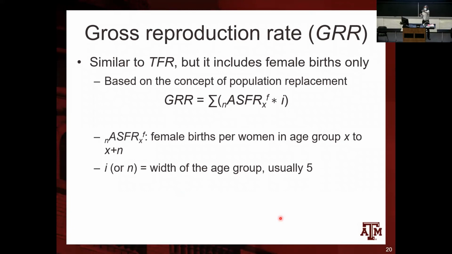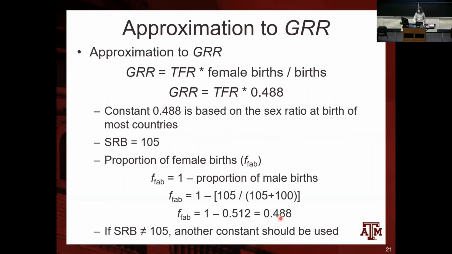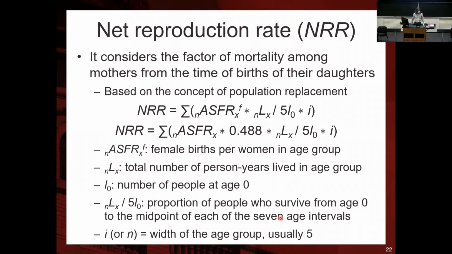Wait. But when you talk about the 2.1 replacement level in total fertility rate, you also said some of these daughters will not reach reproductive ages, will not reach the ages of 15 to 49. So how do you take that into account? We do it with the net reproduction rate, right? It considers the effect of mortality among mothers from the time of birth of their daughters. So some women we are now analyzing, they themselves might die before reaching 49 years of age.